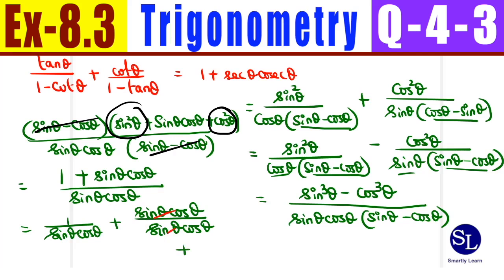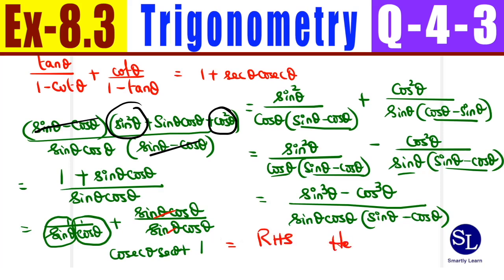This fraction is 1. Now 1 divided by sin theta cos theta is nothing but 1 by sin theta into another 1 by cos theta. So I can write this as cosecant theta secant theta plus 1. This is nothing but the RHS they asked. The only thing is the order was changed, because addition is commutative. This is still fine. So this is equal to the RHS and hence we were able to verify that.